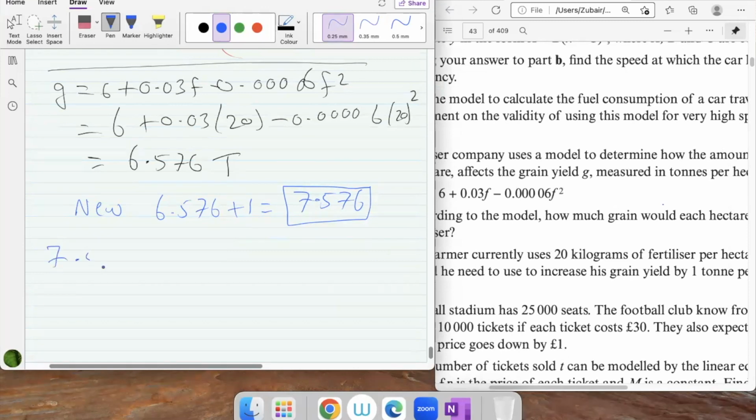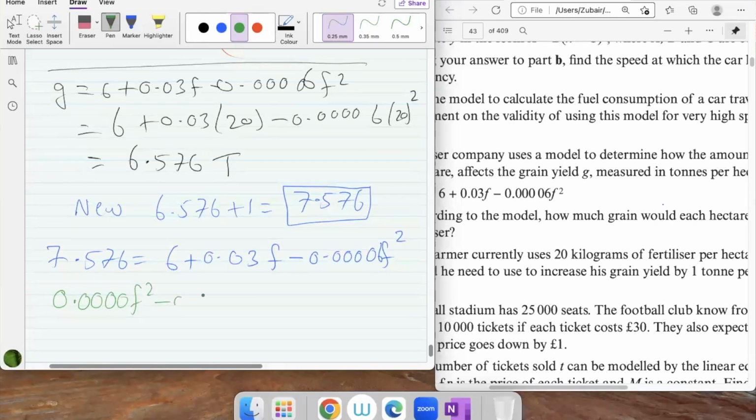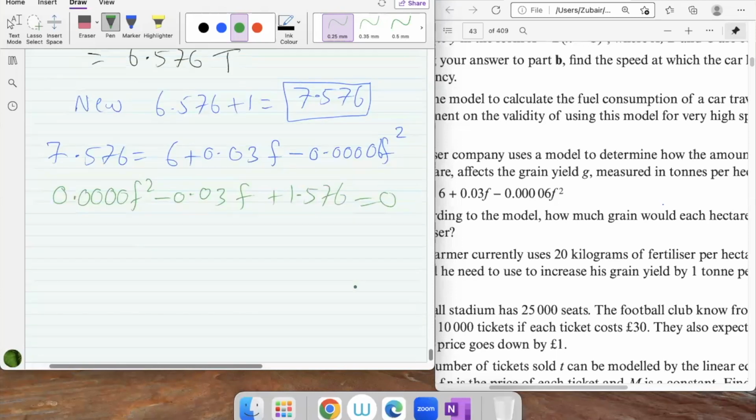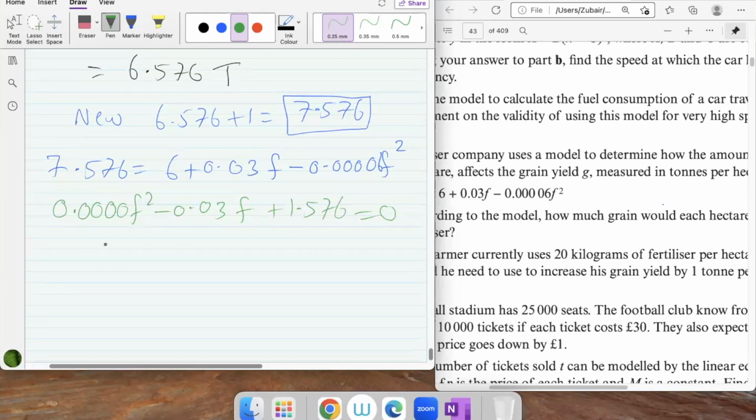So this is 7.576 equals 6 plus 0.03F minus 0.12346 F squared. We need to find the unknown F. I'm rearranging the same equation, bringing it to the left-hand side: 0.12346 F squared minus 0.03F, and subtracting 6 from 7.576 gives 1.576, equals 0. Because these are all decimal values, I'll use the quadratic formula.